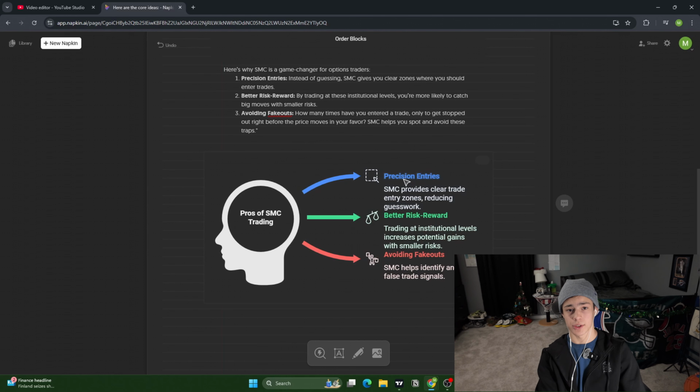Real quick, I want to show you guys some pros of SMC trading. You have very precise entries. You have clear entry zones, and it reduces a lot of guesswork. Most of the time my stop losses are very small, so I can get a couple more contracts and enhance profit without worrying about blowing my account or anything like that.